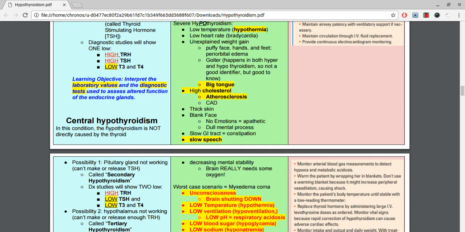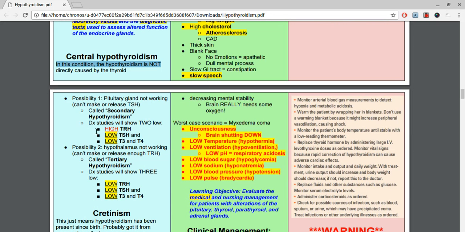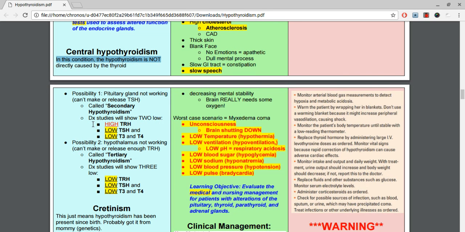All right, now let's move on to central hypothyroidism. In this condition, the hypothyroidism is not directly caused by the thyroid. And there's two possibilities. If it's not caused by the thyroid, it needs to be caused by something else, right? Something different, okay? So the first possibility is that it's caused by the pituitary gland not working. It can't make or it can't release the TSH, which is the thyroid stimulating hormone that we discussed earlier, that stimulates the thyroid into making T3 and T4.